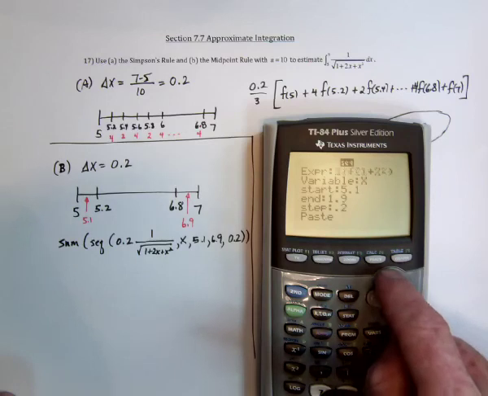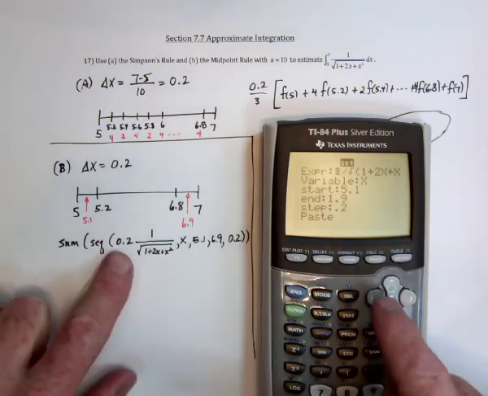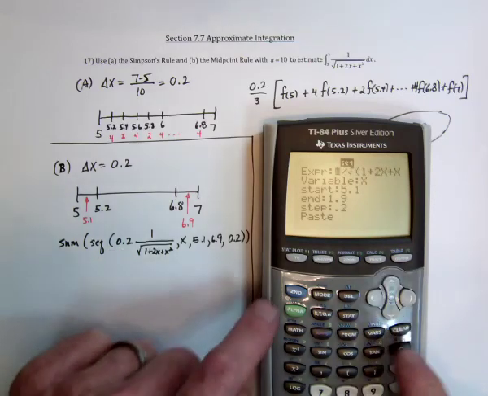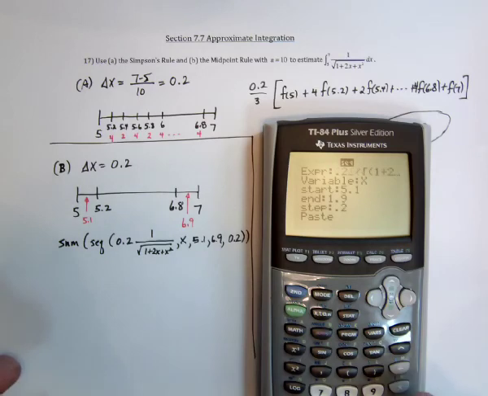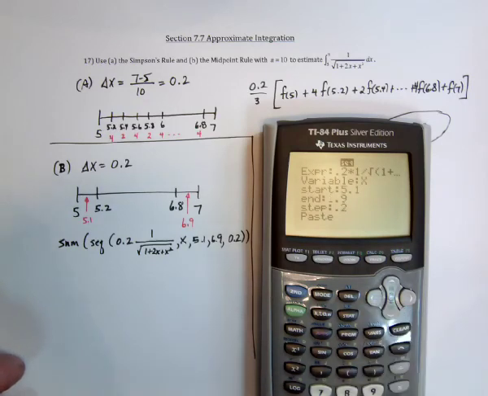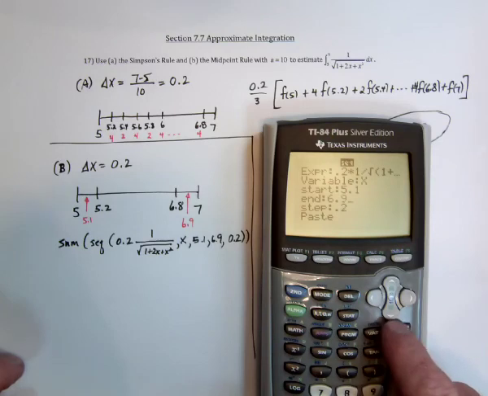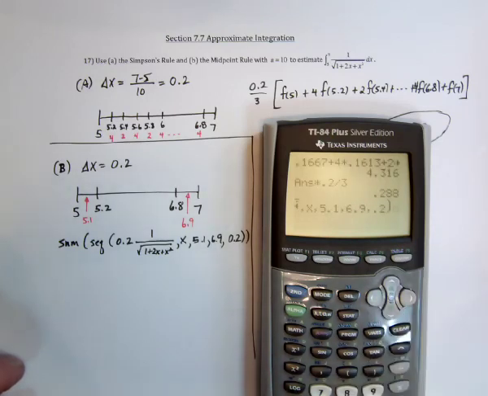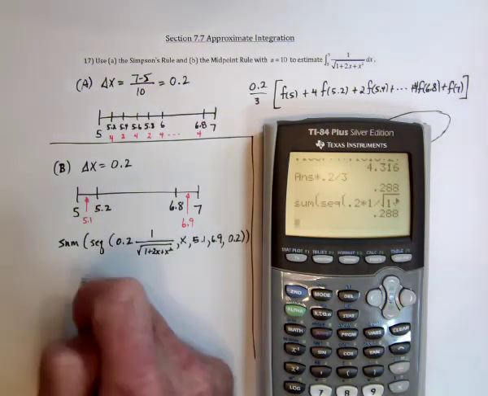Did I put the 0.2 in there? No, I did not. So if I insert 0.2 times that, and it goes from 5.1 to 6.9, and the delta x is 0.2. And based on the last one, the answer should be 0.288.